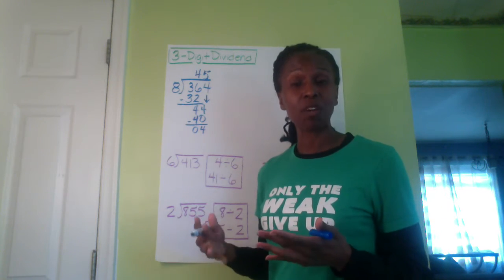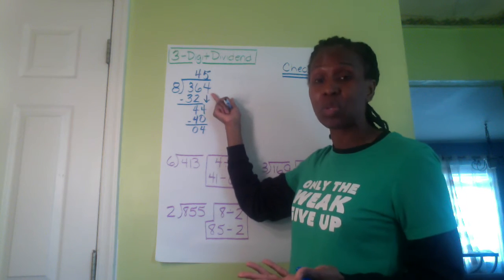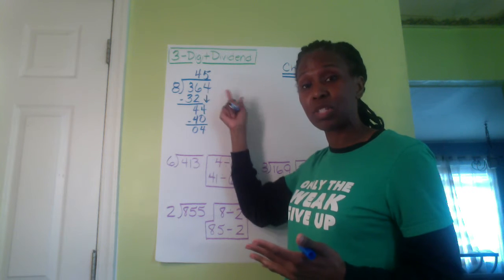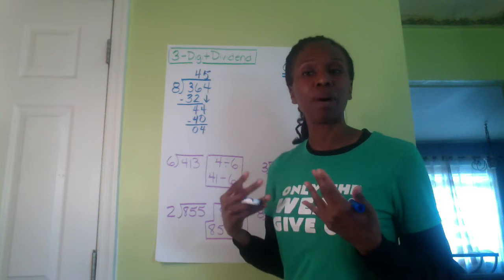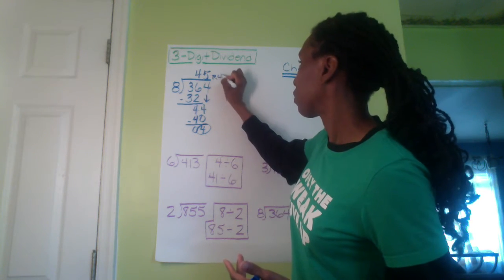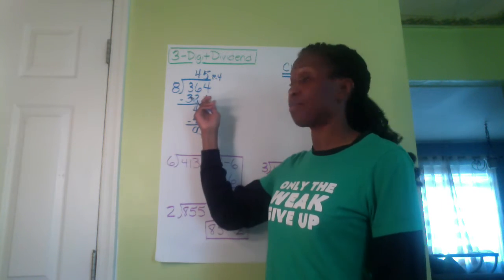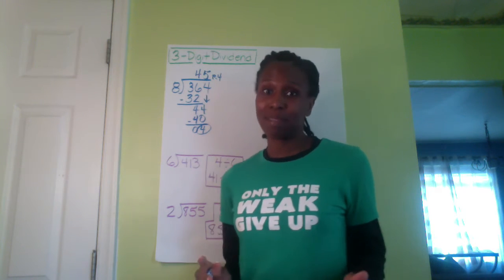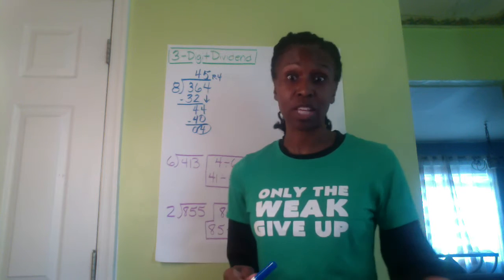So the next step would be B, bring it down, but I'm looking at my dividend. I've already used all the digits. So there's nothing to bring down, so I go to the next step, which is to either repeat, which I can't. So the 4 is just simply my remainder. So I write that up here. Similar to what we've been doing before, it's just you might have one more step because there's more digits in the dividend.